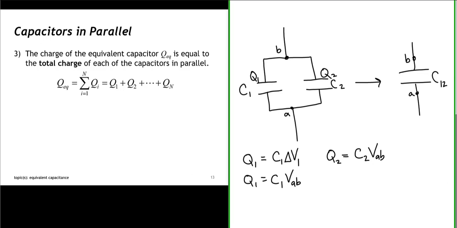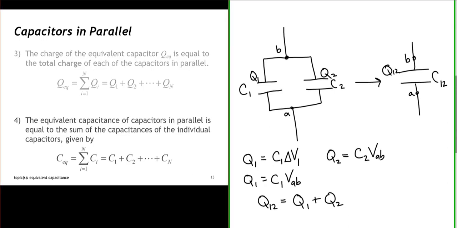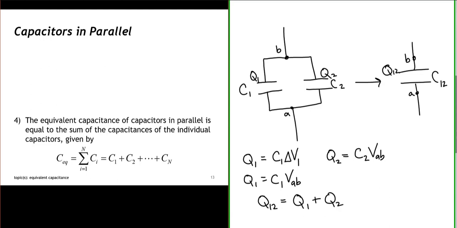Now the total charge is equal to the sum of Q1 and Q2, the charge on each of the capacitors. That total charge is also equivalent to the charge of our equivalent capacitor. In other words, the charge of the equivalent capacitor is equal to the sum of the charges of each capacitor in parallel. We can use this to show that the equivalent capacitance of capacitors in parallel is equal to the sum of the capacitances of the individual capacitors.